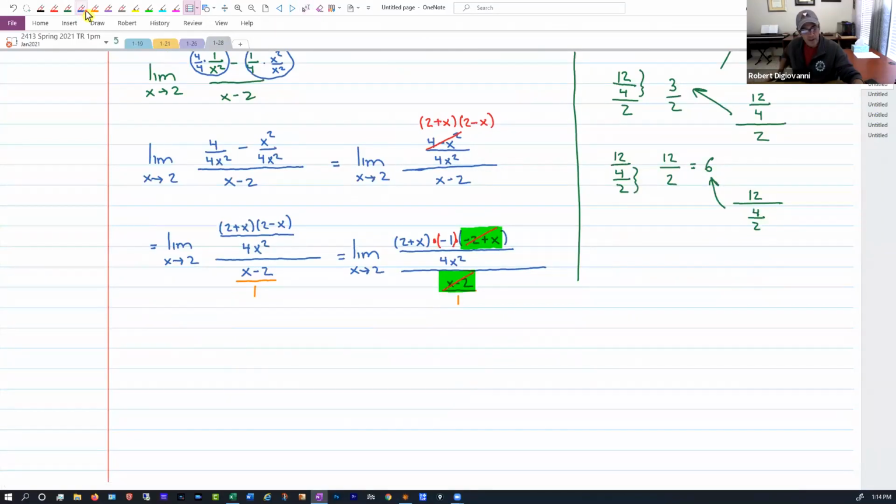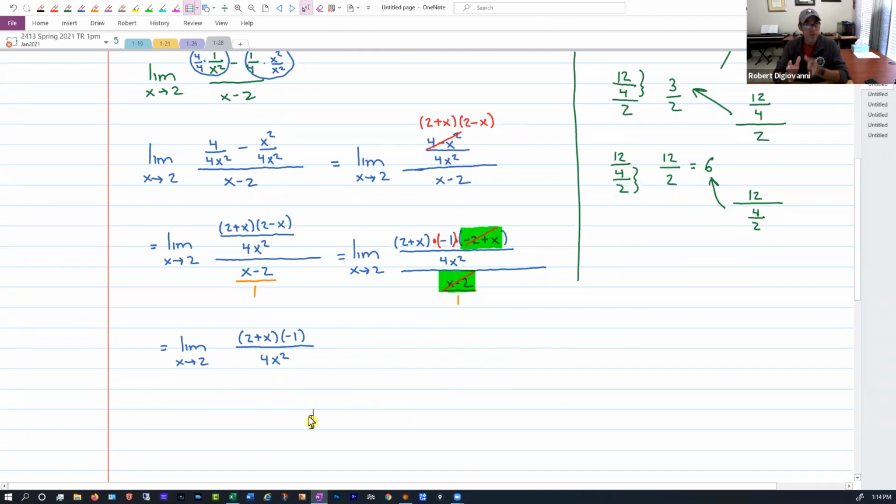So let's write down what's left. Limit x approaches 2. Up top I still have a 2 plus x. I have a times -1. I'm just going to throw it right there. Then I have the common denominator below it. And then everything else that was down here is gone. Like this turned into a 1, that turned into a 1. So 1 over 1 is 1. So I don't need to write anything else. This is it.